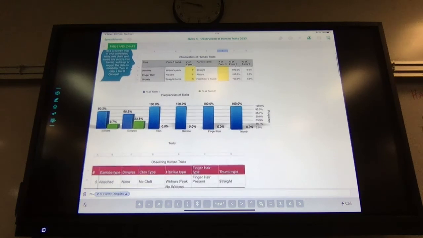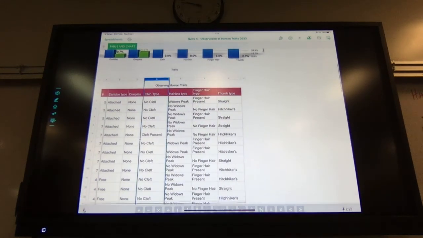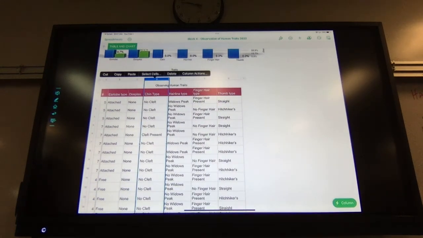I'll do one more. Chin. Tap letter D. Column actions. Sort ascending. It looks like it ends with row 12 minus 1. So there are 11 people that have a cleft chin. So you go up here and type in 11.